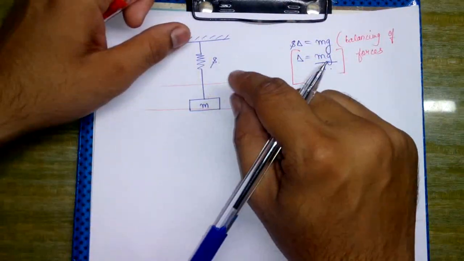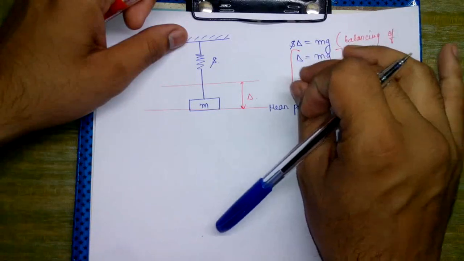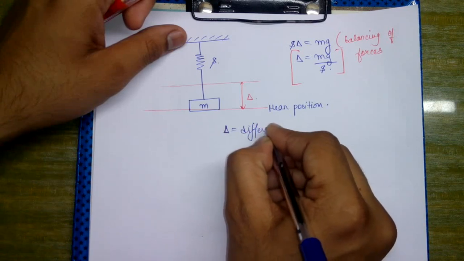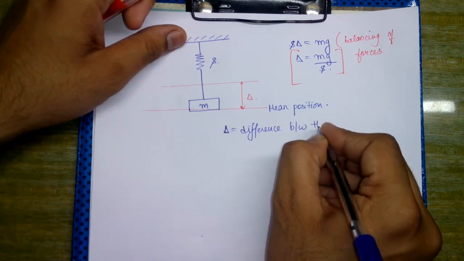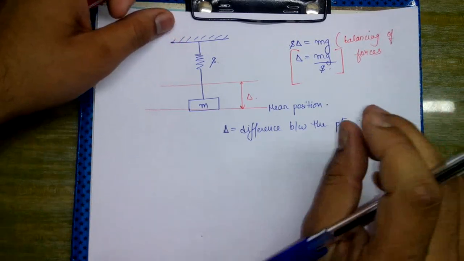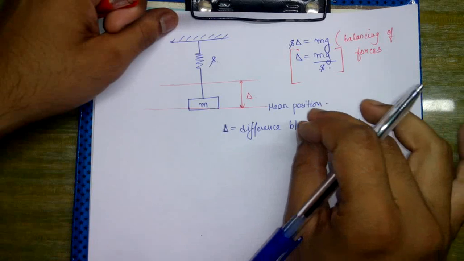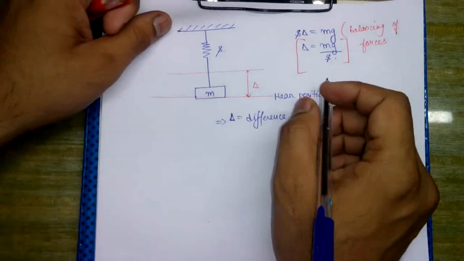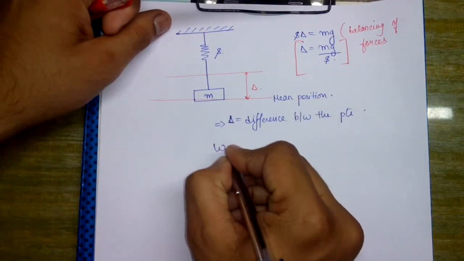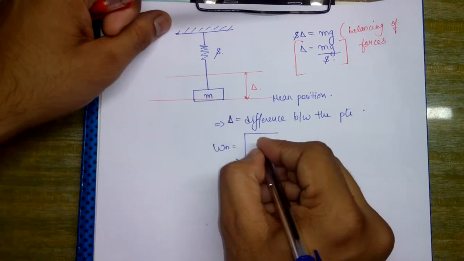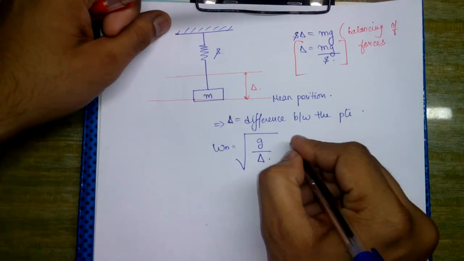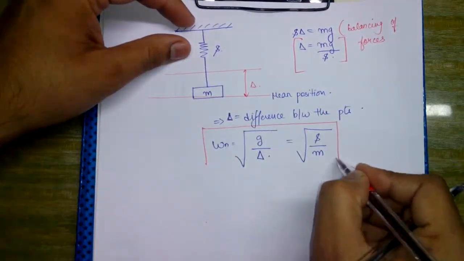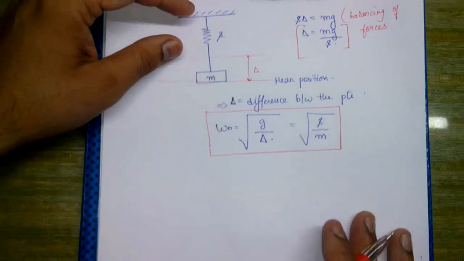Now, if the spring mass system was at its natural length, even in the presence of mass, then delta is simply representing the difference between those points. Okay, so omega, the natural frequency for this type of system, is given by under root g upon delta, and it is actually very similar to under root S upon m. So we shall be using this formula, under root g upon delta.